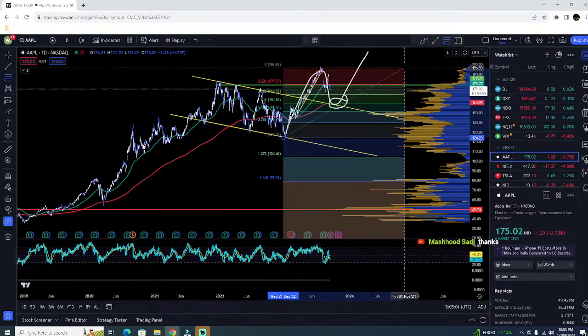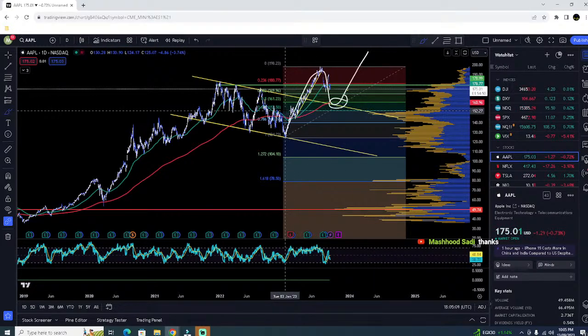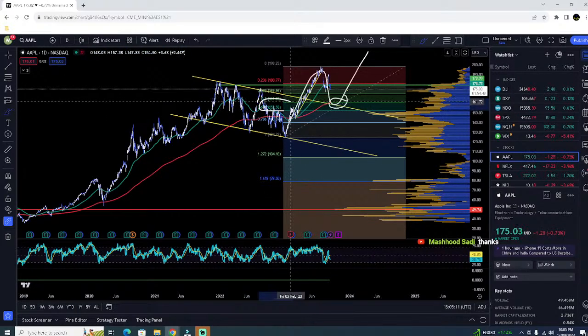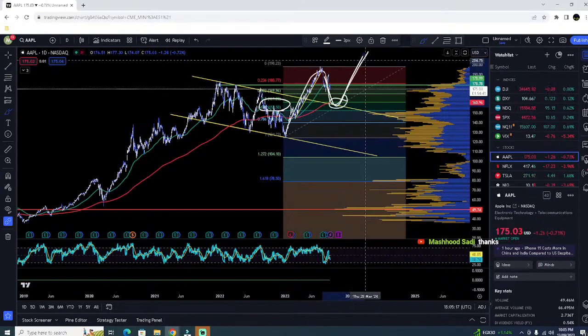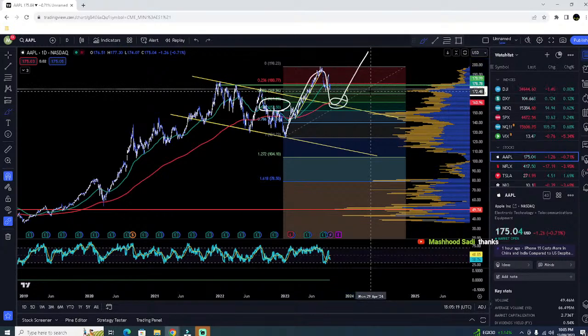So let's try to map this action over here and look at what is happening. The gold zone sitting at 152 till 160, this area here again is the gold zone, so a retest of this and then a bounce towards the upside is very much possible.